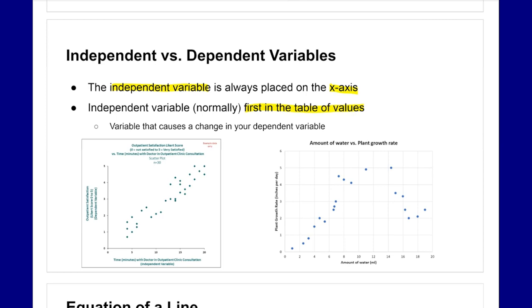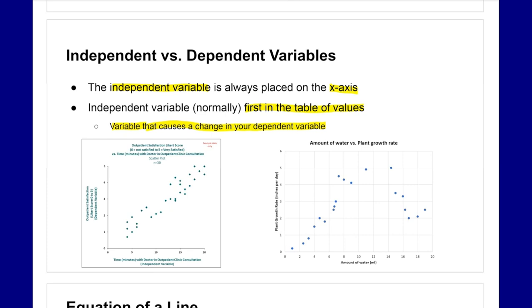The reason we want to know which one is which is that the independent is the variable that causes a change in your dependent variable. The independent variable is the one in charge, so to speak. It's what's causing a change in the other variable, or that's what we're seeing. If there is a relationship, we're basically asking, does the independent variable cause a change in the dependent?